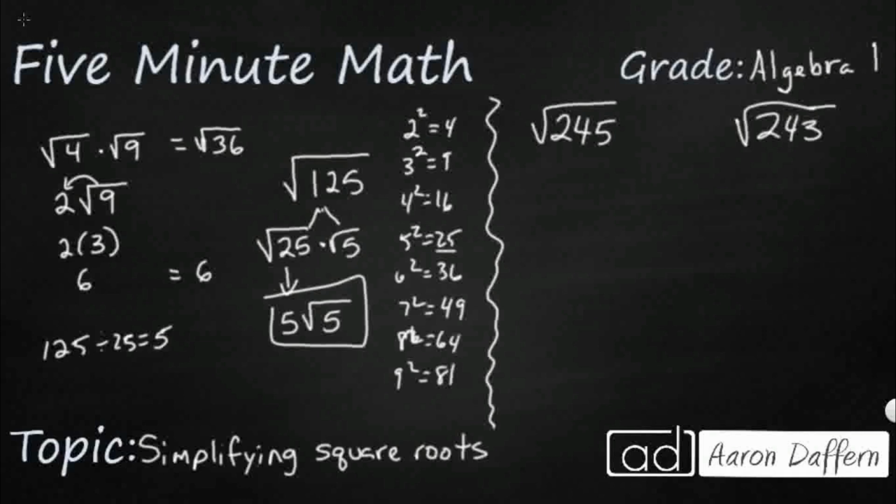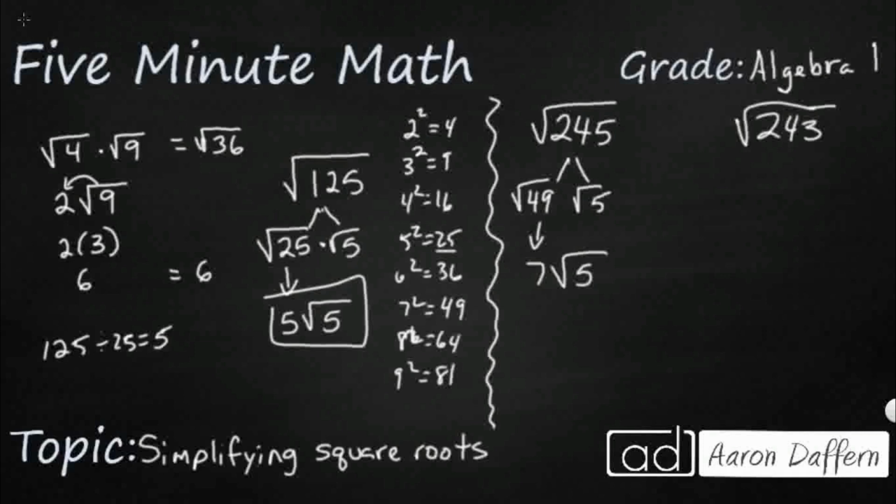245. When we're thinking 245, we should be thinking, how can we divide 245 by some of these perfect squares? After a little bit of guessing and checking, you should hopefully see that 245 can be split into the square root of 49 and the square root of 5. We're going to leave that square root of 5 right where it is, because we don't know what that is, but the square root of 49 is 7. So the square root of 245 is the same as 7 times the square root of 5.